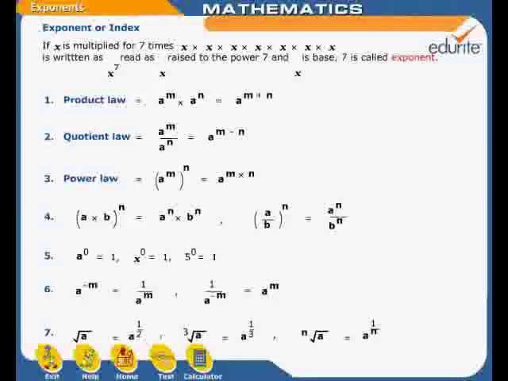5. a to the power 0 is equal to 1. x to the power 0 is equal to 1. 5 to the power 0 is equal to 1.